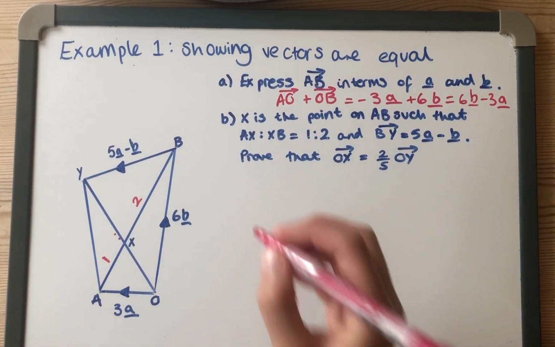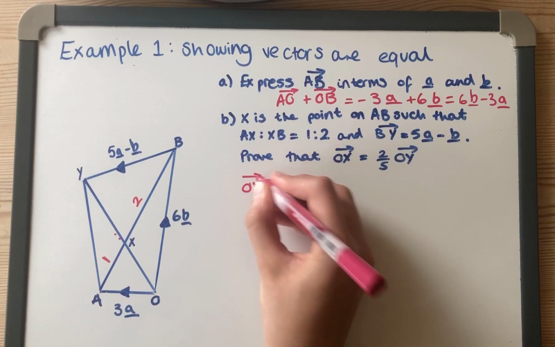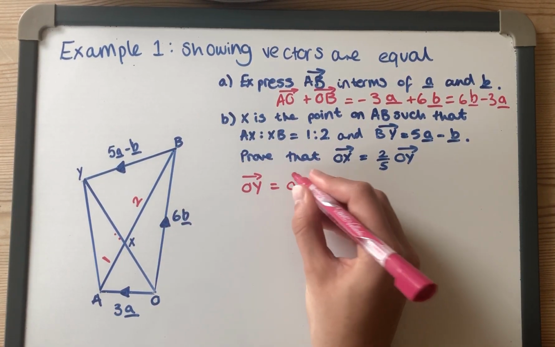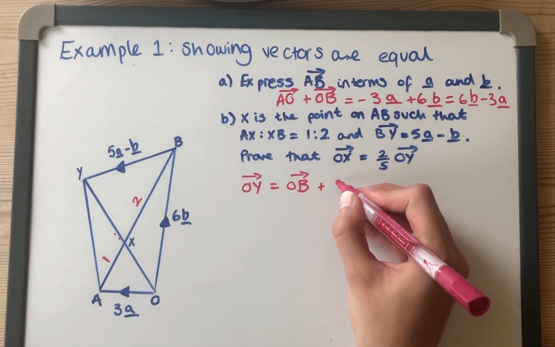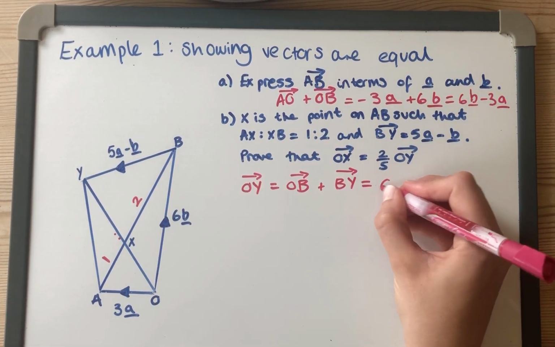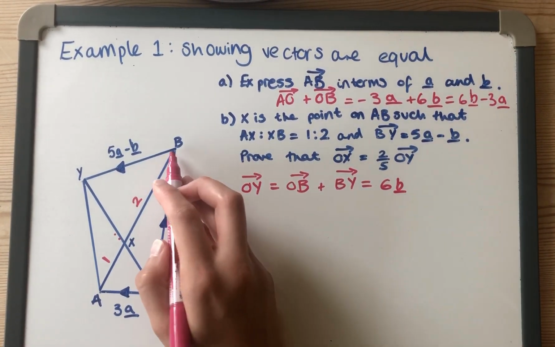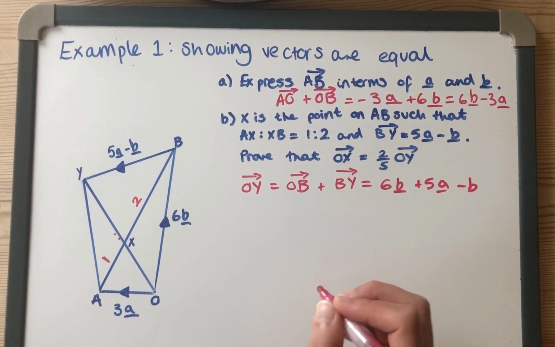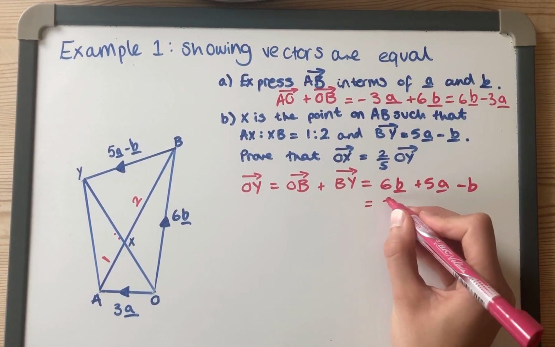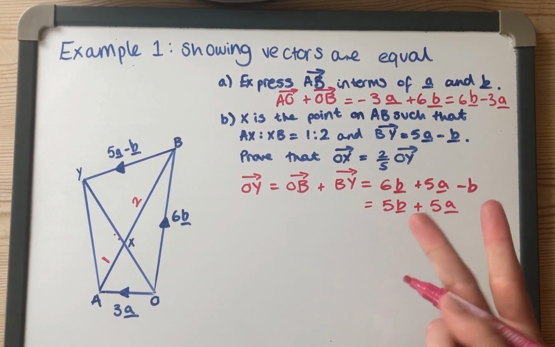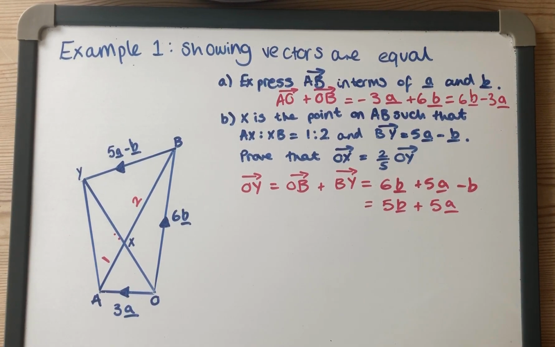I'm going to start by working out what OY is, going from O to B and then adding on B to Y. O to B is 6b, and then B to Y is plus 5a minus b. So overall, that's 5b plus 5a. Normally I'd write them the other way around for alphabetical order, but we'll leave it like that for now. So that's what OY is.